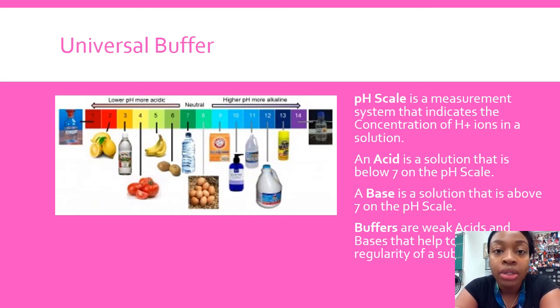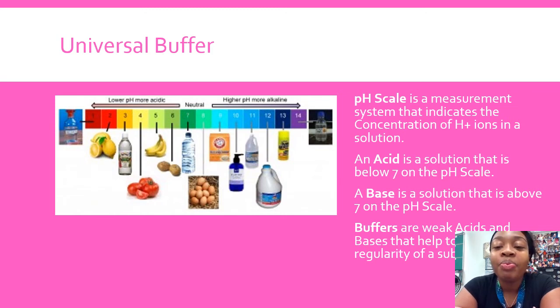Naturally, if you want to dilute something that's really harsh, what do you do? You add water. Same thing with household products like bleach. If you feel like the bleach is too strong for certain surfaces, what does your mom or what do you do when you're cleaning to dilute the bleach? You add water. So that's what it means that water is a universal buffer.